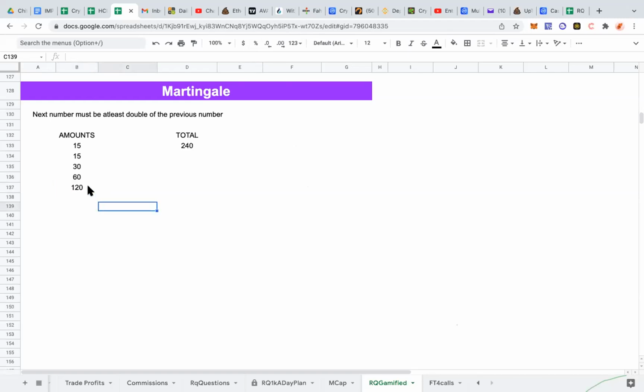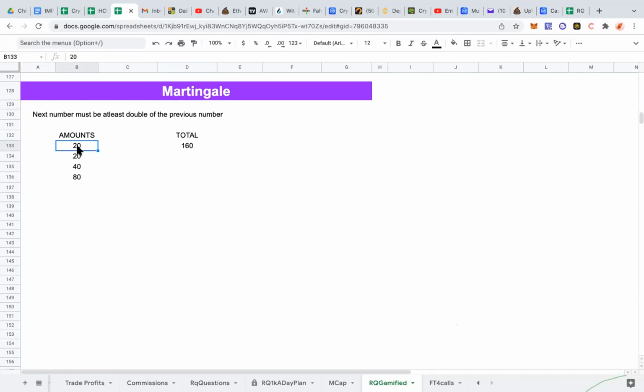Martingale. Now, if you are to start with $20, then that's your first buy amount. The next number should be 20, sorry, to double it, the next number should be 40. Okay, the next number should be what? 80. That is the Martingale concept.